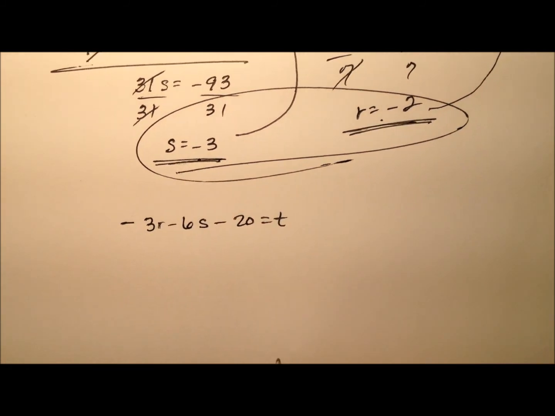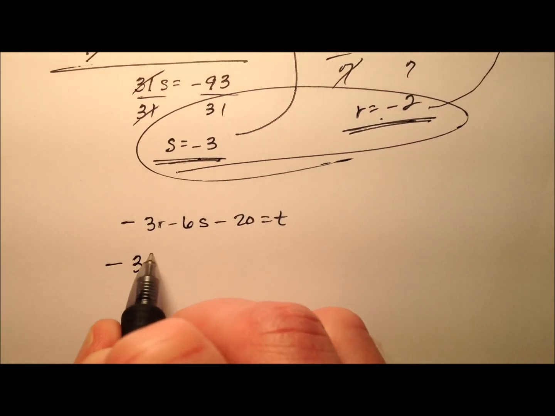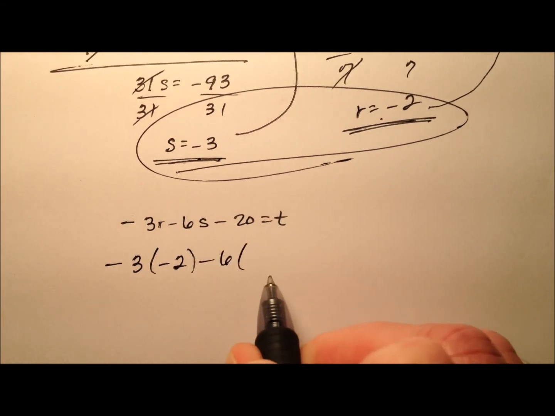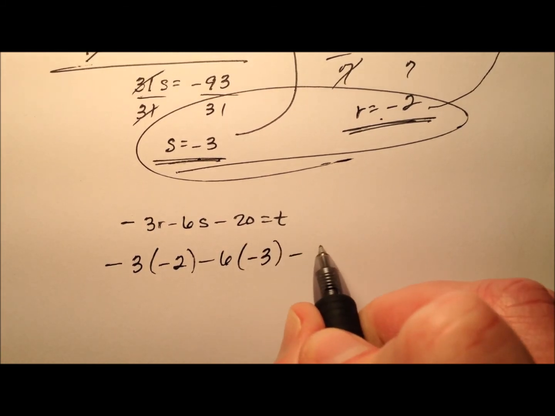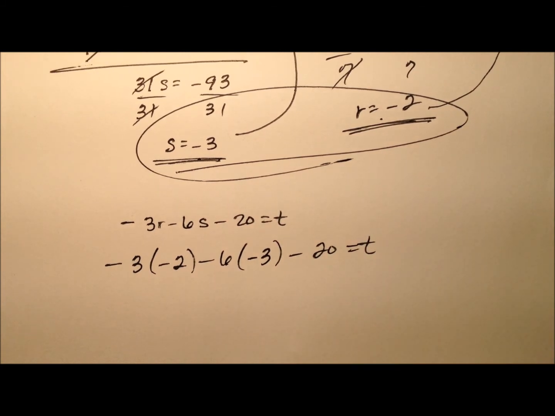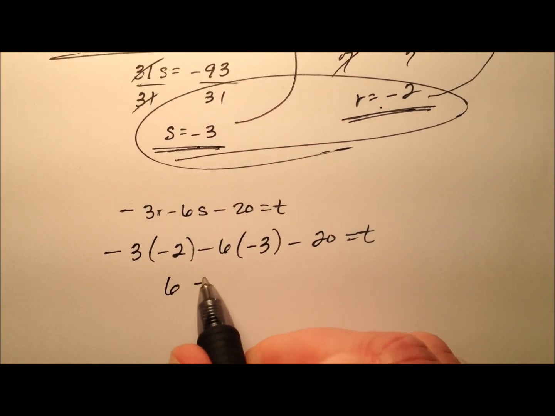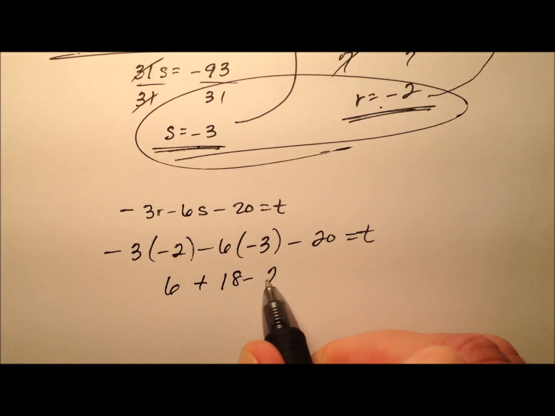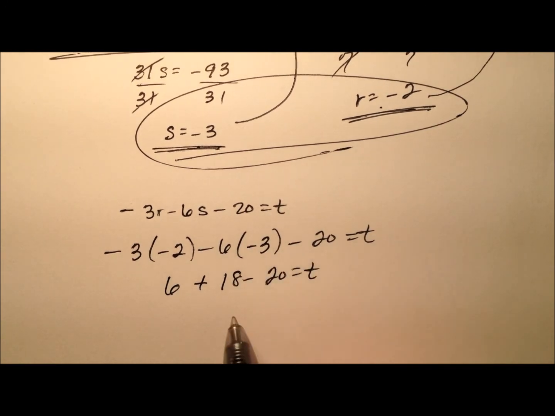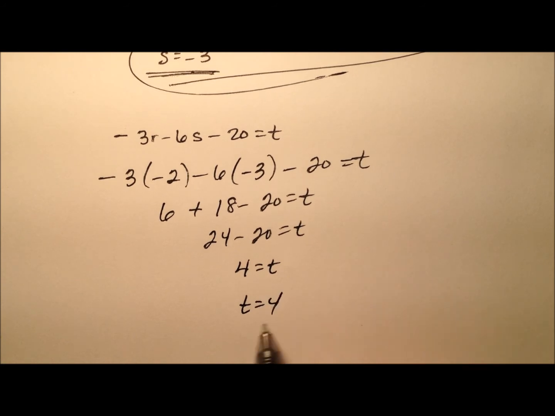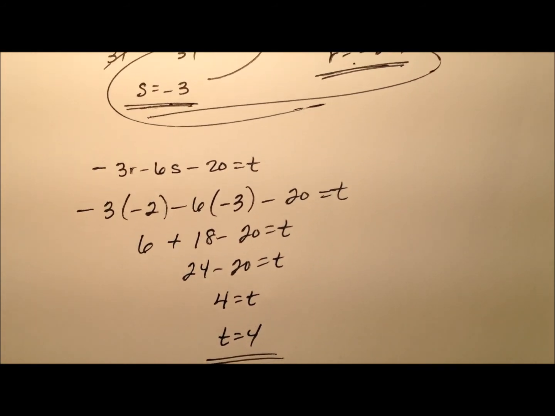And now I have these two values. So -3 times R, well, R was -2, minus 6 times S, S is -3, minus 20 equals T. So 6 plus 18 minus 20 equals T. It looks like 24 minus 20 equals T. So the value of T will be 4.